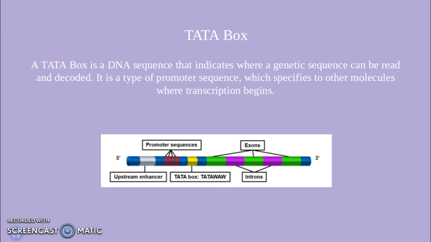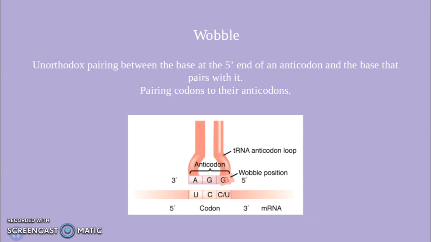And then we have our TATA box. A TATA box is a DNA sequence that indicates where a genetic sequence can be read and decoded. It's actually a type of promoter sequence which specifies to other molecules where transcription begins along that DNA strand.